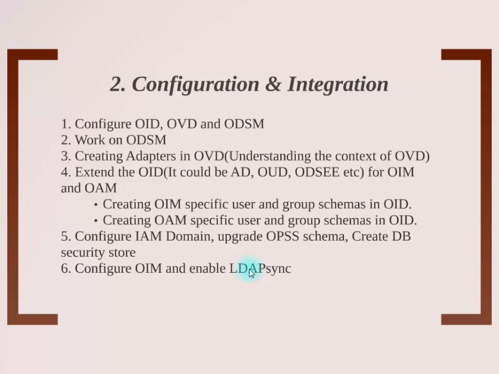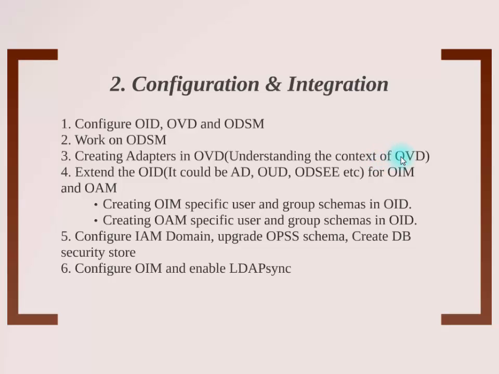In the configuration and integration phase, we are going to cover how you configure OID, OVD, ODSM. How you work on ODSM, how you create connections of OID, OVD. In OID, OVD, what are the object classes, attributes, matching rules? We are going to observe all these things. In ODSM we will work on OVD and create adapters in OVD. We'll also understand in greater detail why OVD is needed.